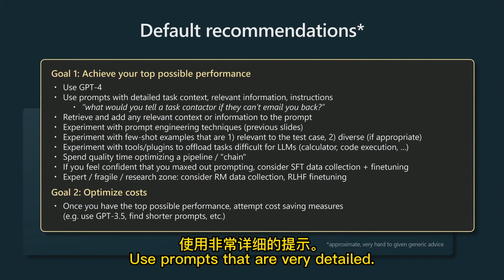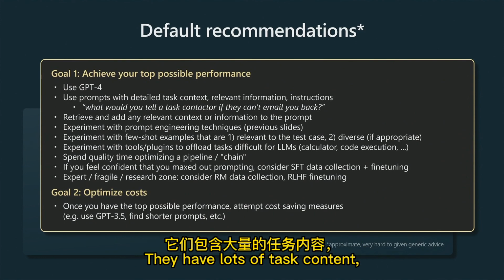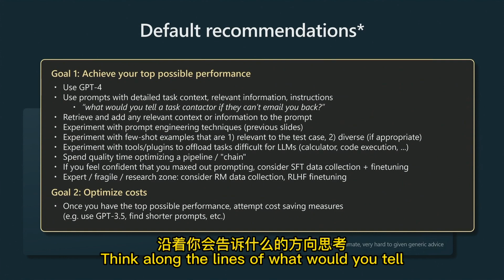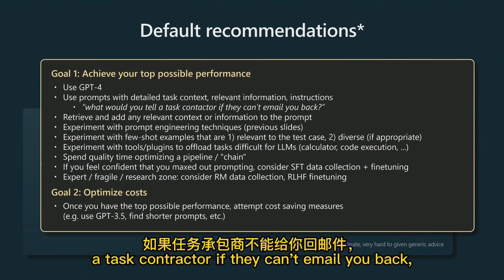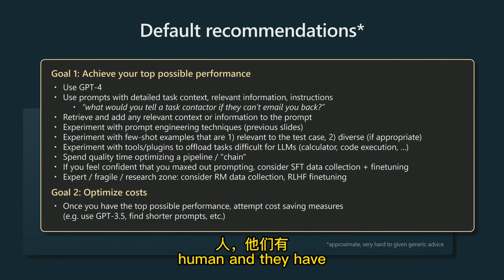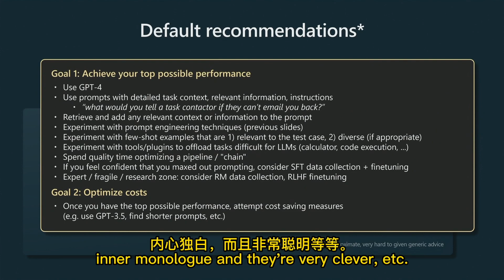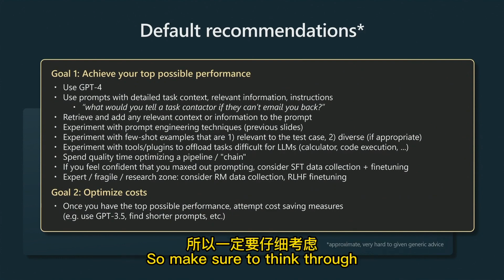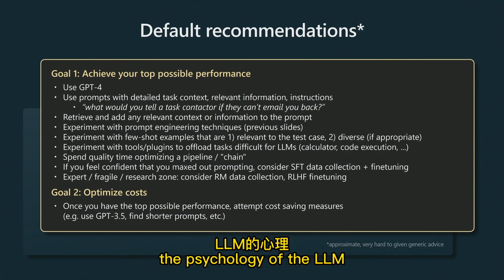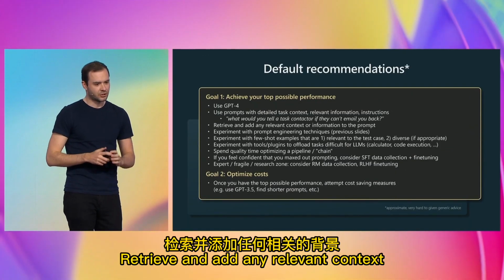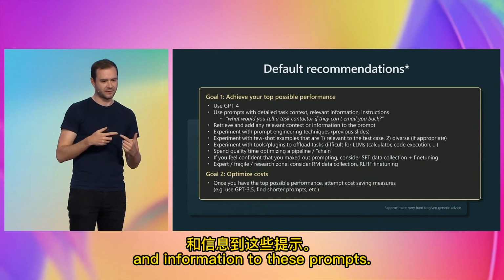Use prompts that are very detailed. They have lots of task contents, relevant information and instructions. Think along the lines of what would you tell a task contractor if they can't email you back? But then also keep in mind that a task contractor is a human and they have inner monologue and they're very clever, etc. LLMs do not possess those qualities. So make sure to think through the psychology of the LLM almost and cater prompts to that. Retrieve and add any relevant context and information to these prompts.